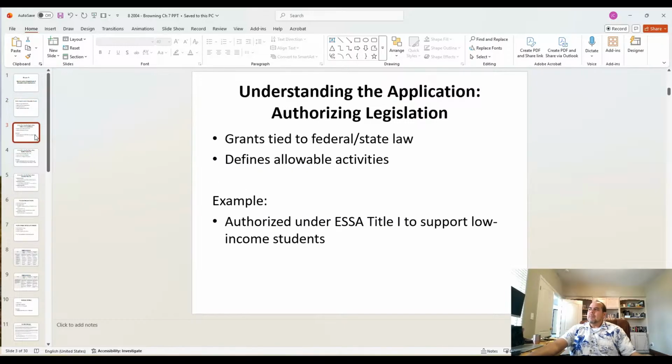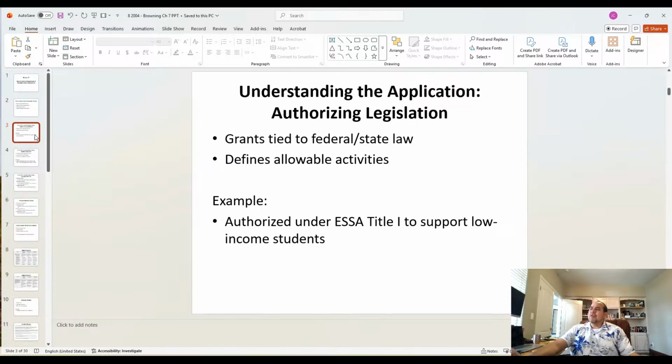Okay. Authorizing legislation: grants are usually tied to federal or state law. Okay, we're talking about state grants. State grants are tied to federal or state law. They're giving the money because there was some law or they're delegated by some law. It's rare that I would get a state grant where there hasn't been a law already that has authorized the money to be spent in that particular way.